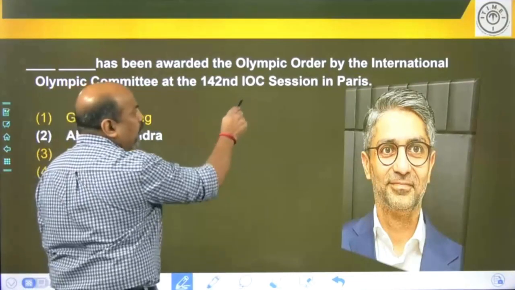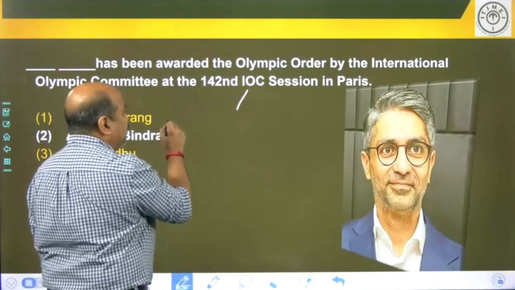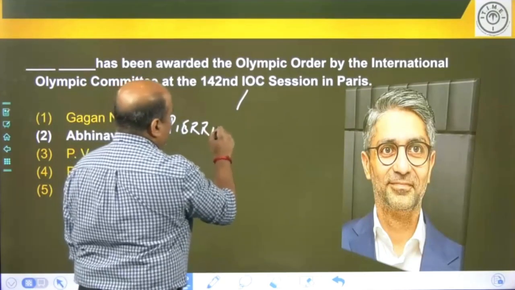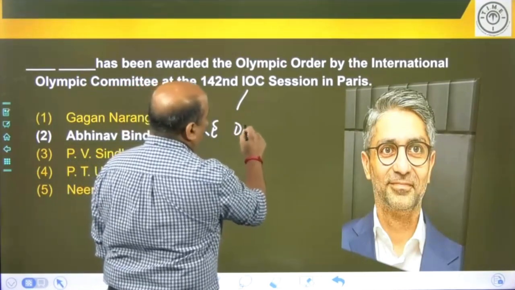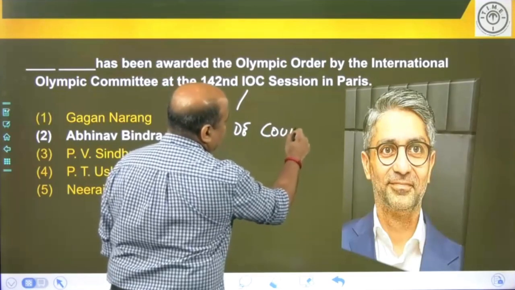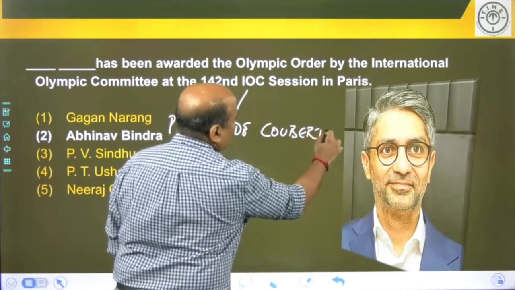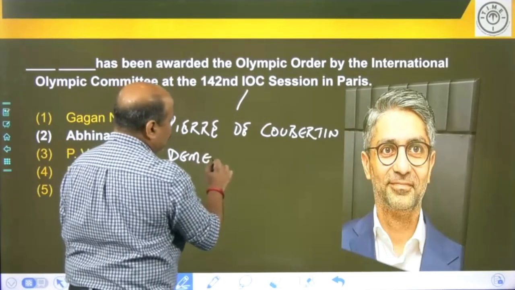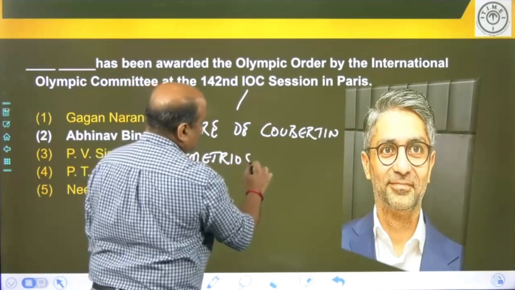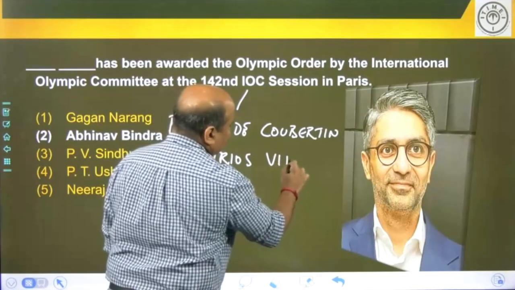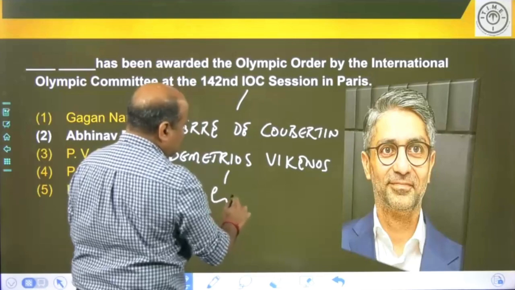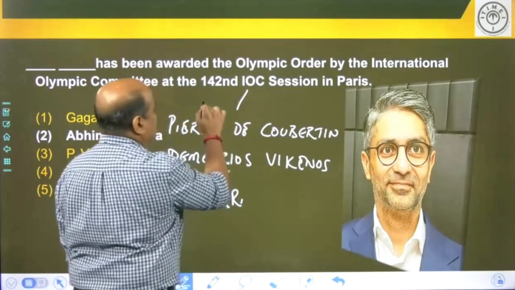And the International Olympic Committee was founded by 2 guys, Pierre de Coubertin, who was a Frenchman, and Dimitrios Vikelas of Greece.